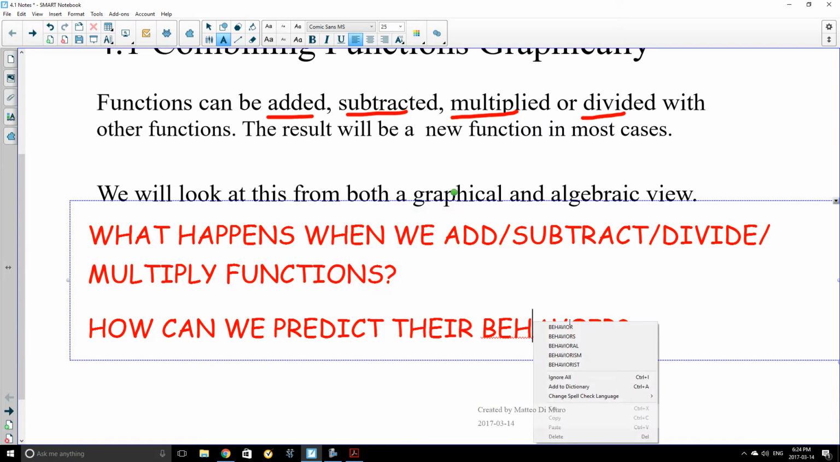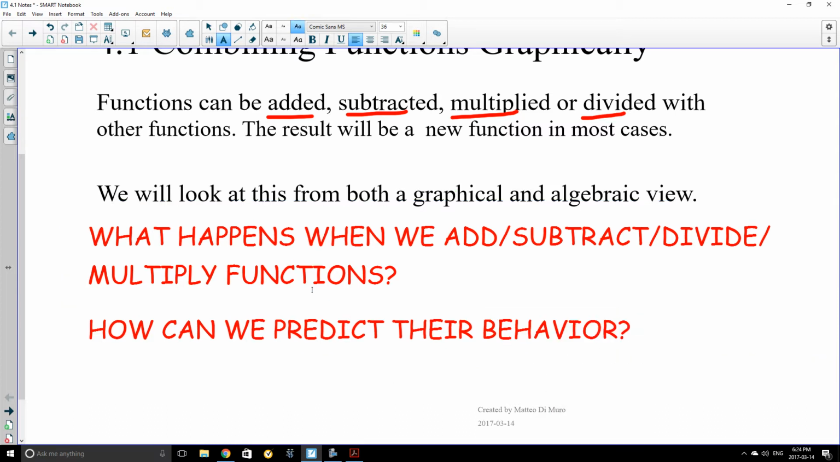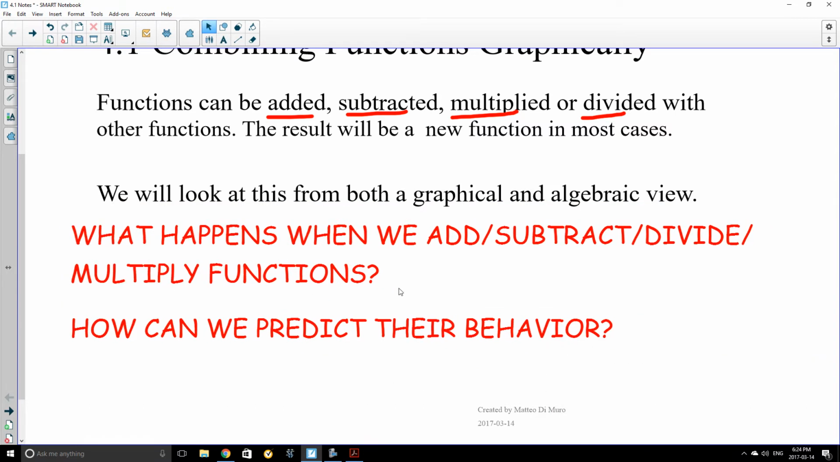There we go. So yeah, this is what we're doing today. What happens when we add, subtract, divide, or multiply functions, and how can we predict their behavior?